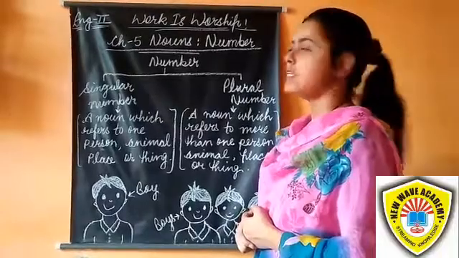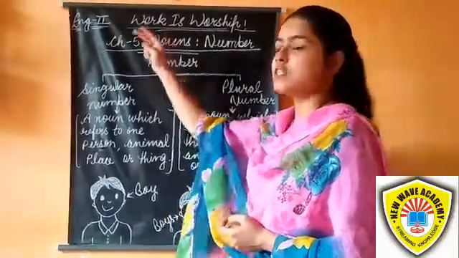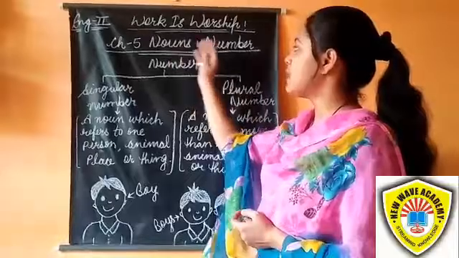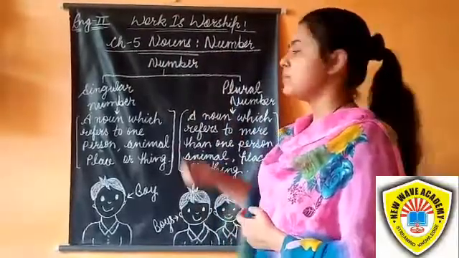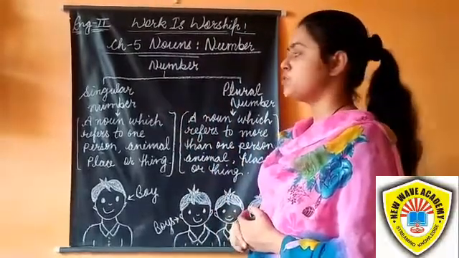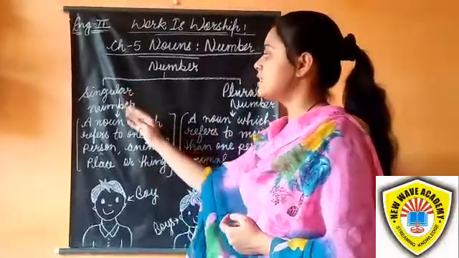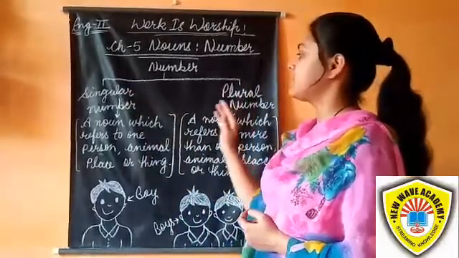So today we will learn our fifth chapter of English grammar. Our fifth chapter is noun number. So students, number is mainly divided into two parts. First is singular number, second is plural number.